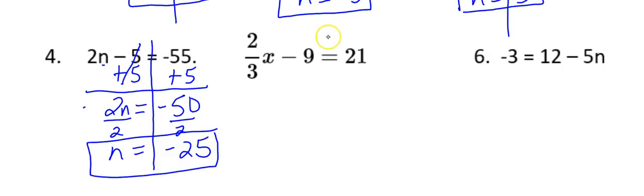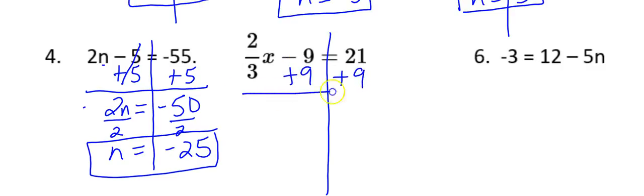The next problem, we have a fraction coefficient. We're going to save that part for last. I'm going to add 9 to both sides. When I add 9, that cancels out. I still have to bring down my coefficient, my 2/3 x equals 30.